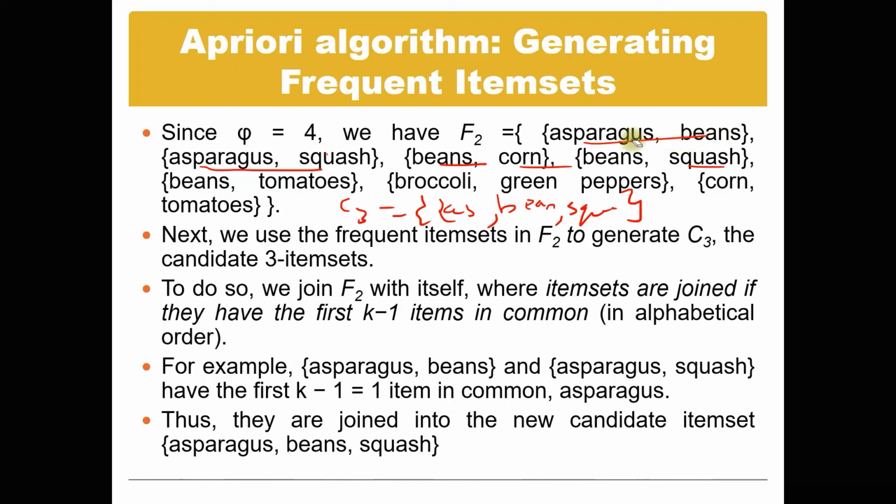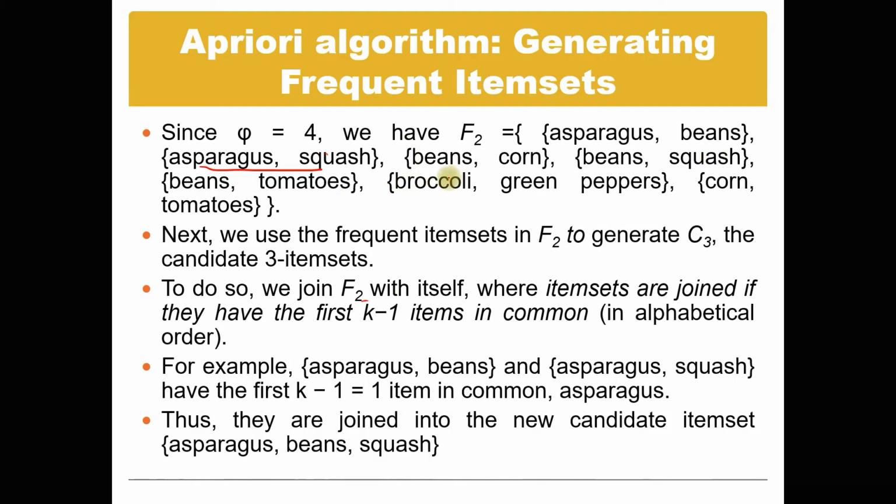And how do we do this merging? This merging is done by looking at this. We join F2 with itself, where item sets are joined if they have the first k minus 1 items in common. All right, let's get back to this slowly and try to understand what's going on. When I say in common, it's in terms of alphabetical order, so that we don't get lost in the process.